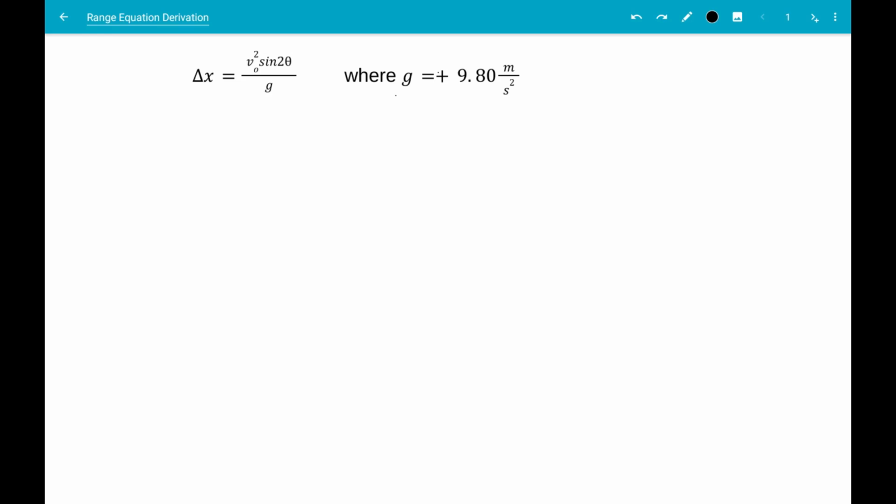Today we're looking at deriving the range equation, which is up here to the left, where we look at the x direction for projectile motion, and delta x is equal to v naught squared sine 2 theta over g. Most textbooks and online, you're going to have to look at gravity as a positive. We'll look at why in the derivation, but it's just something to remember.